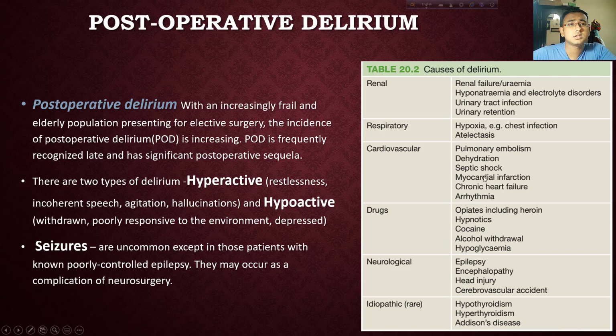Arrhythmia, dehydration, septic shock, MI, chronic heart failure and pulmonary embolism can also occur, because sometimes a patient hides these kinds of complications. So the patient will reveal delirium, and we have to find out which disease the person had previously, or what diseases have arisen from the very beginning of the postoperative period. So we have to identify every disease accordingly.